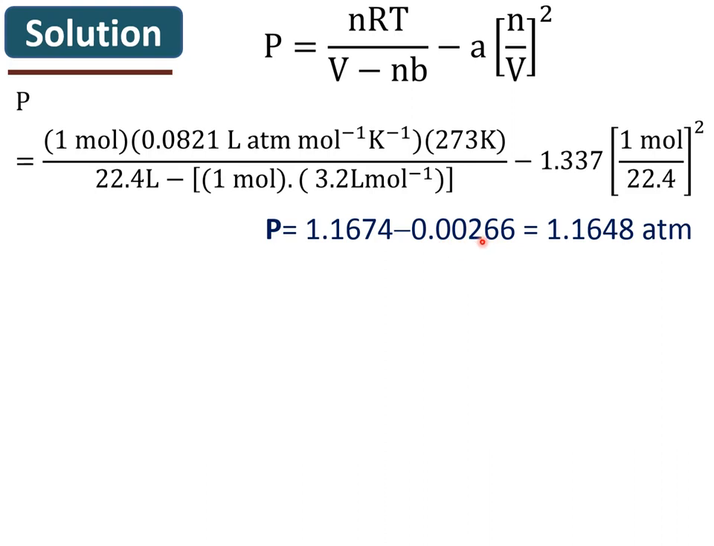So what principally deviated this value from the ideal behavior, which is 1 atmosphere? As I said, the ideal value of the pressure is supposed to be 1 atmosphere, but now in the real case it is 1.1674. So what principally deviated the pressure from the ideal value? Is it the pressure correction or the volume correction? Which one?